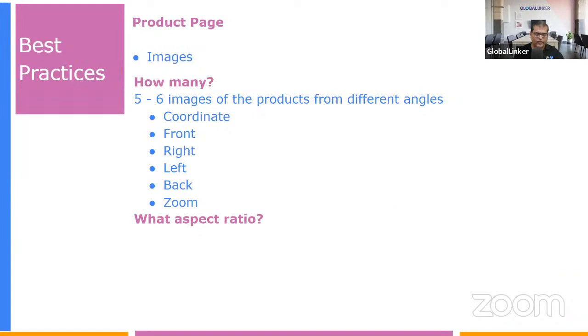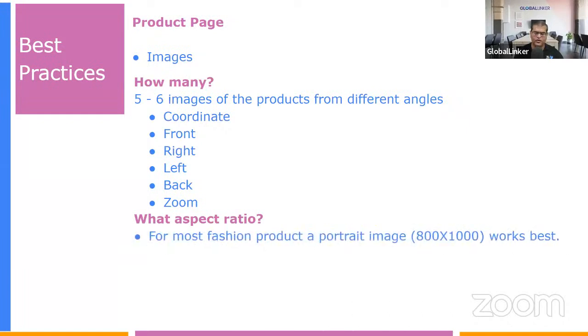What should be the aspect ratio? Now, this is in case you are not aware what aspect ratio is. It is the dimensions of an image, the proportions of an image. So if it is a portrait image or a vertical image, then how broad it should be and how tall it should be. That is again very important for a good presentation of your products.